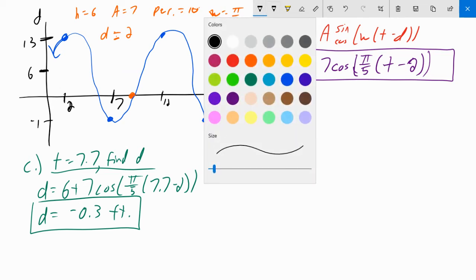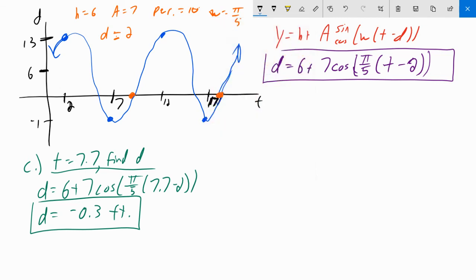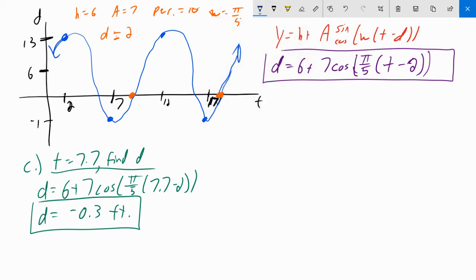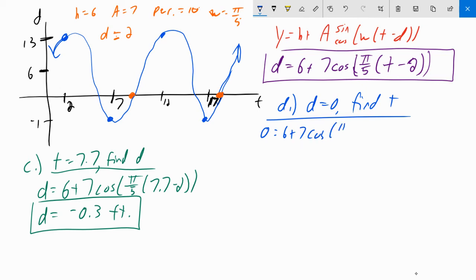And to make that happen, I need to know the water level. That would be 0. D equals 0 is the water level. I want to figure out what the time is going to be. So part D here, we need D equal to 0. Find the time. 0 equals 6 plus 7 cosine pi over 5 times (t minus 2).